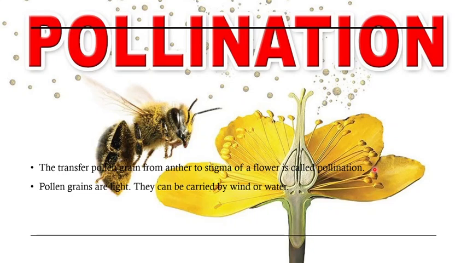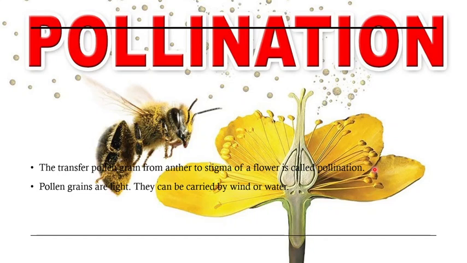The transfer of pollen grains from anther to stigma. Stigma is a female reproductive part, the part of a pistil. What is pollination? The transfer of pollen grains from anther to stigma of a flower is called pollination.